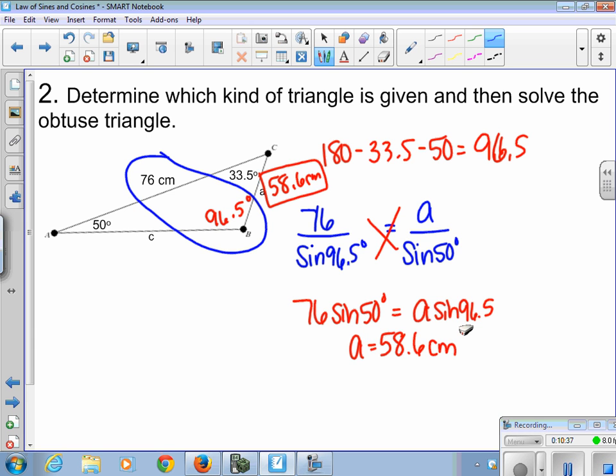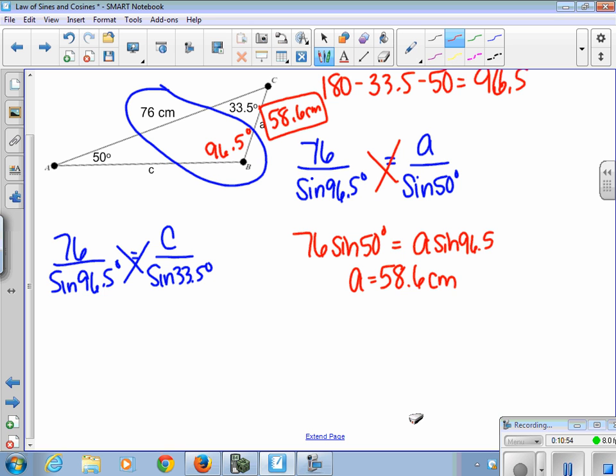I'm going to use the same pair, so 76 over the sine of 96.5. This time, the only thing that changes is I'm saying C over the sine of 33.5. And so I'm going to solve it the exact same way. Hopefully, once you solve enough of these, you should see a nice little pattern going on here. You solve in the same way every time, and only one number changes. So 76 times the sine of 33.5 is going to equal C times the sine of 96.5.